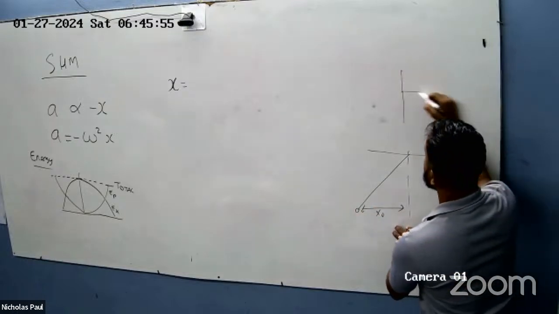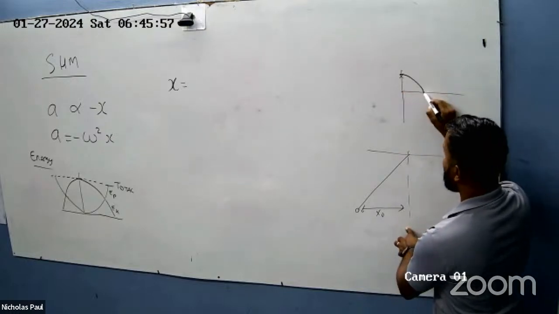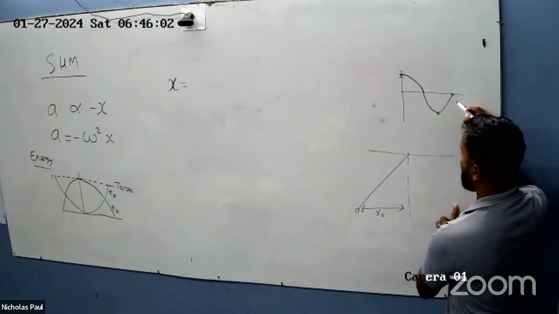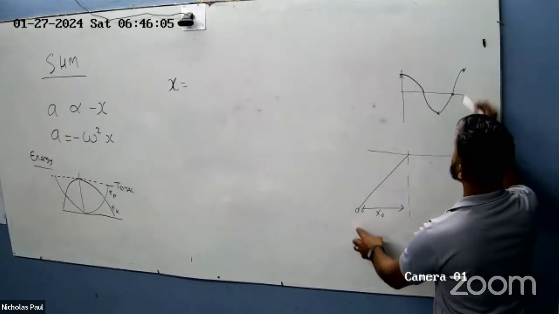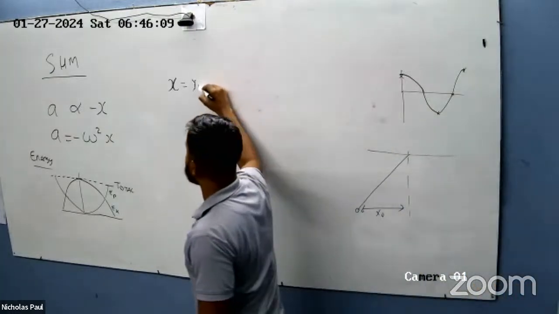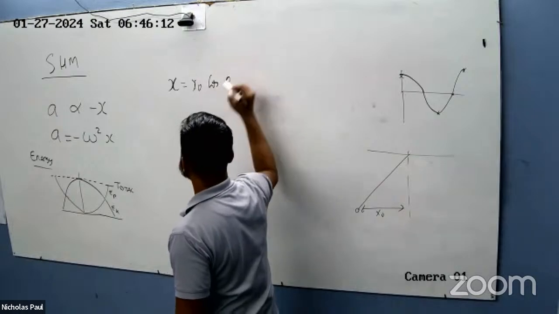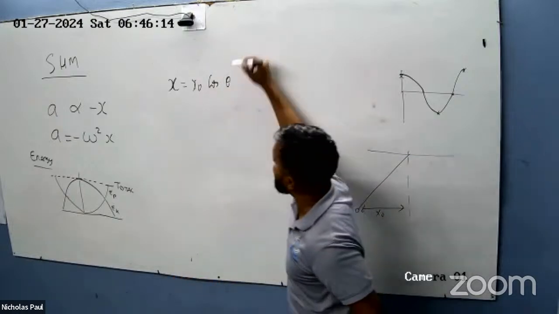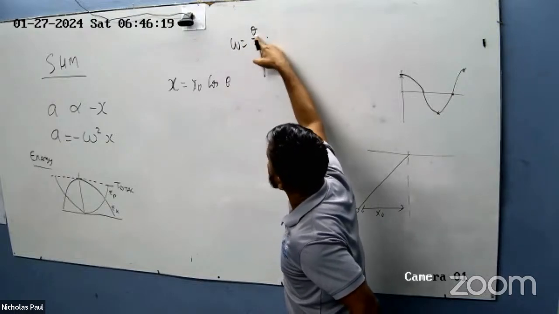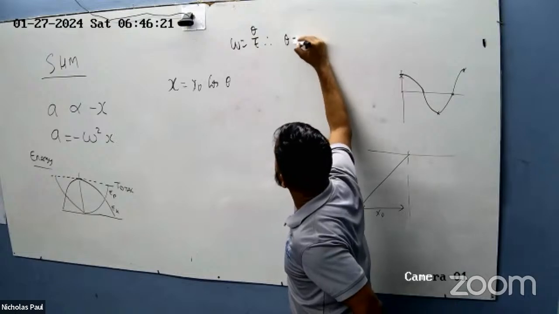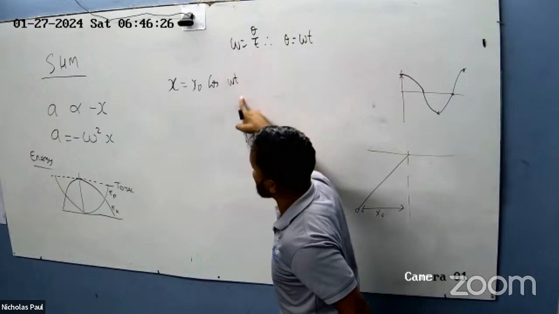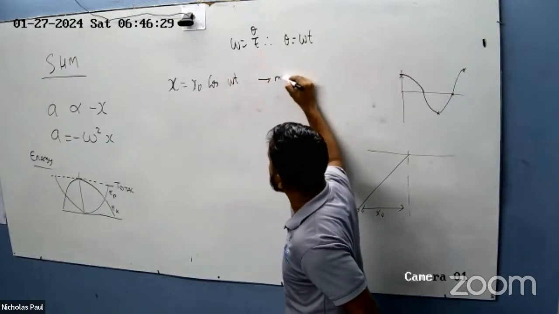So what's the graph here? It starts at maximum, then goes to 0, then goes back to maximum in the opposite direction, then back to 0, then back to maximum again. What graph is that? Right? So if it starts at maximum, that was the graph. And remember, we know that omega is theta over t, so therefore theta is omega times t. So this here was the equation for displacement if we start at maximum.